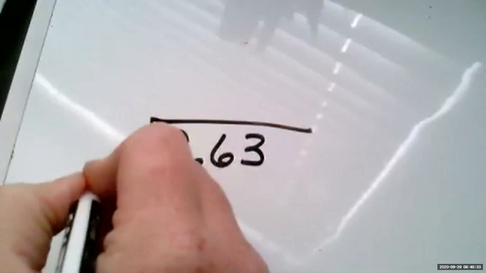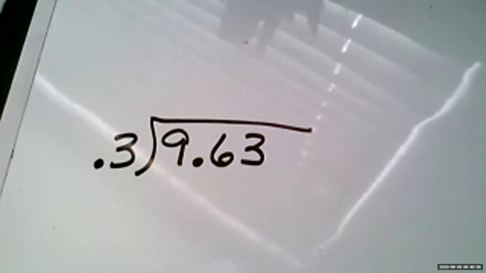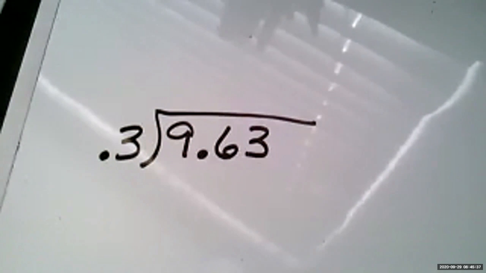9.63 divided by 0.3. All right, there you go. Solve this one on your own, please. Yes, thank you, Mason. That was from previous. You need to double check your math on that division.